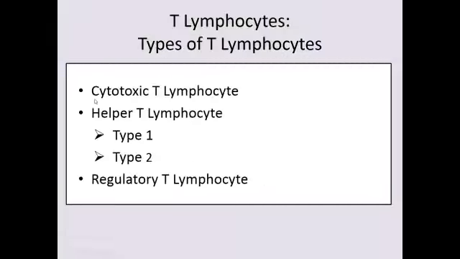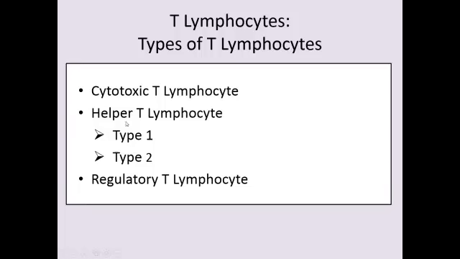Cytotoxic T lymphocytes act like natural killer cells. They go around looking for their specific antigen on cells. Now, unlike the natural killer cells, they're looking for their specific antigens, so they are a part of the adaptive immune response.